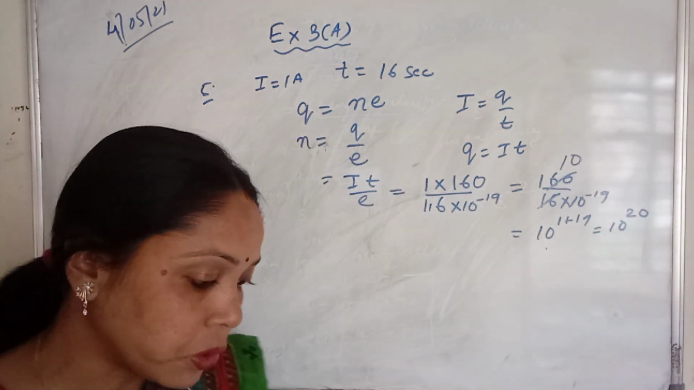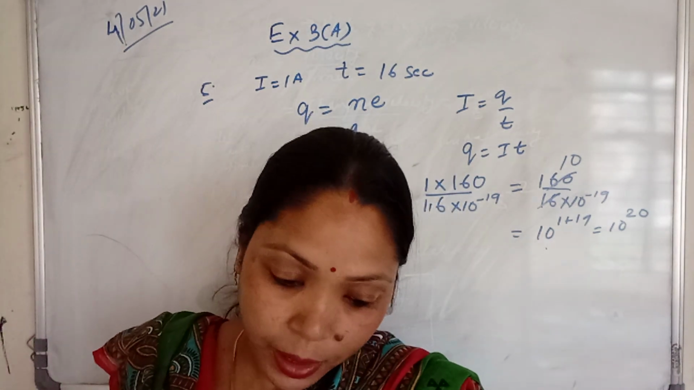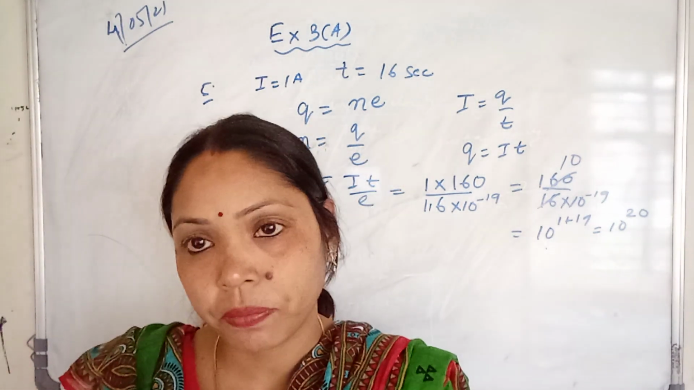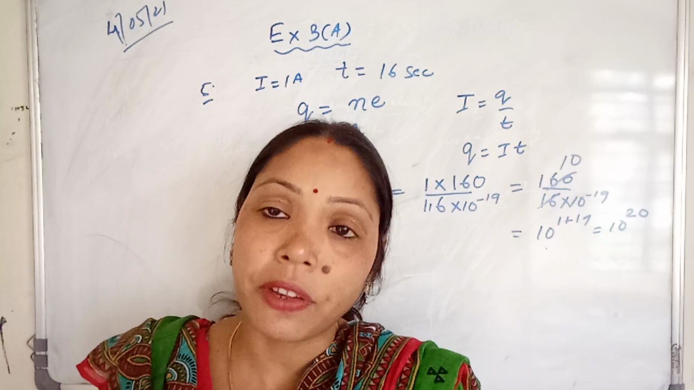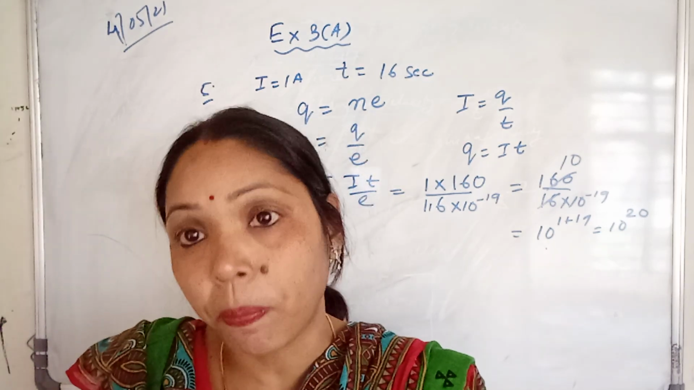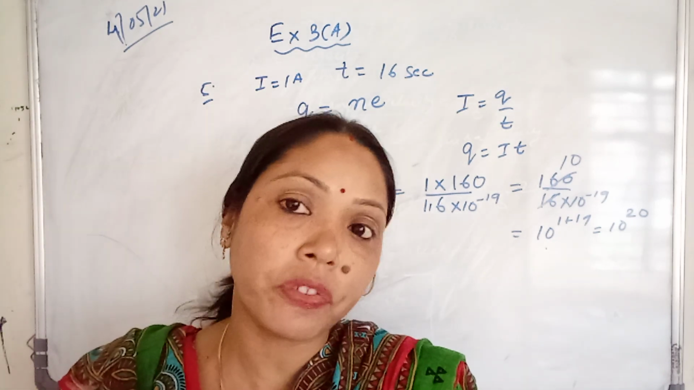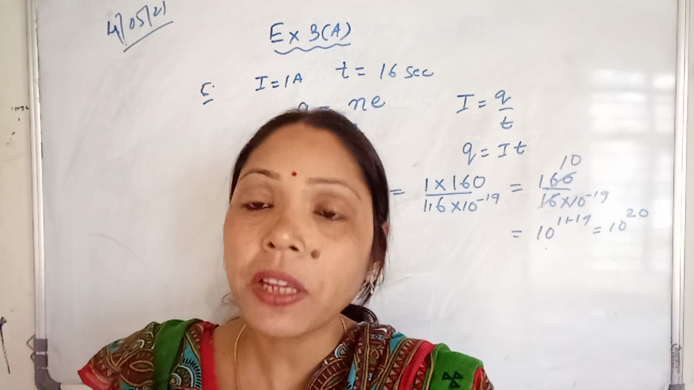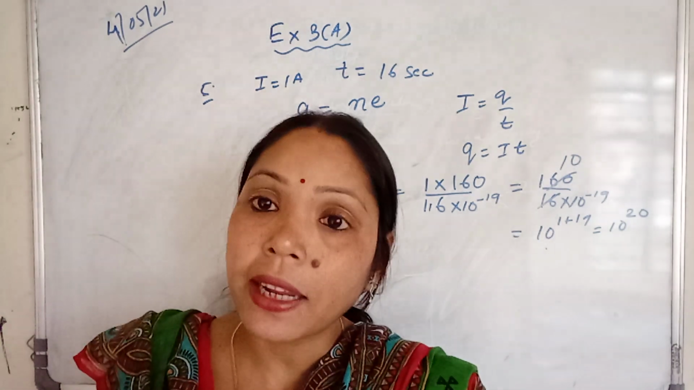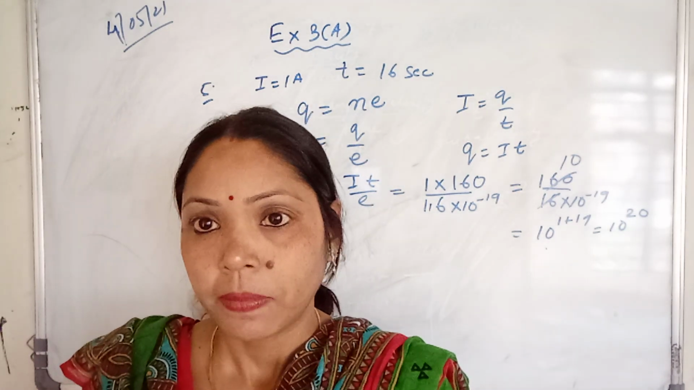Now come to the next question, that is your very short answer type question. Question number 1. What do you understand by the term quantity of electric charge? So here you have to write the definition of electric charge. Electric charge is an intrinsic property of an elementary particle of matter. Or simply you can also write it this way, that electric charge is a fundamental quantity.